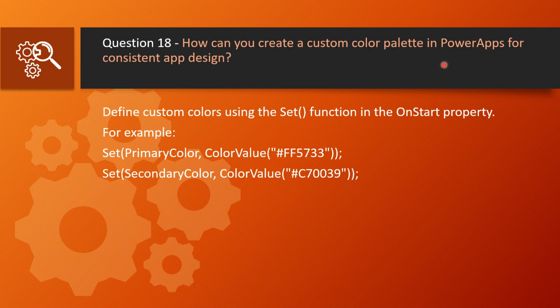How can you create a custom color palette in PowerApps for consistent app design? You can define the custom colors by using the Set function in the OnStart property. Here you define Set, then the primary color, and you are setting the secondary color here in the variable.